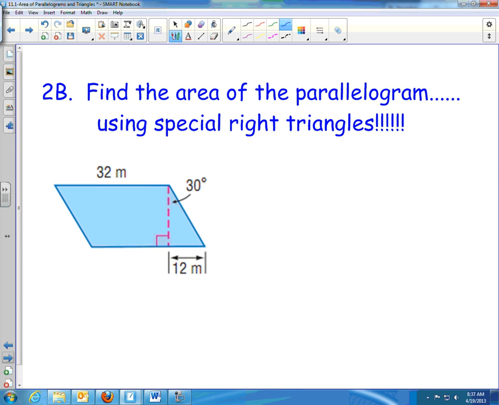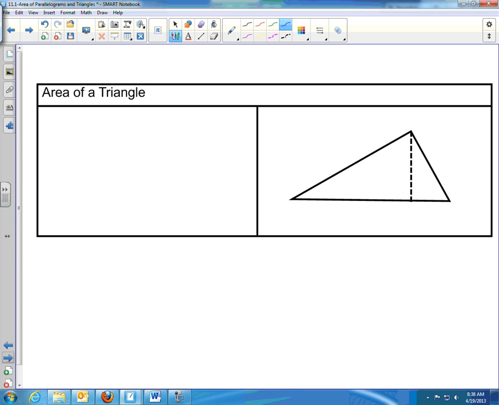All right, the next problem is a 30-60-90 triangle, and because we're just finding the area, we need to find our height. You can either use 30-60-90 relationships, where you're given the short leg and want to find the long leg, or use trig, where you have your opposite and your adjacent. Go ahead and try that one on your own. Let's move to the back side and talk about triangles.